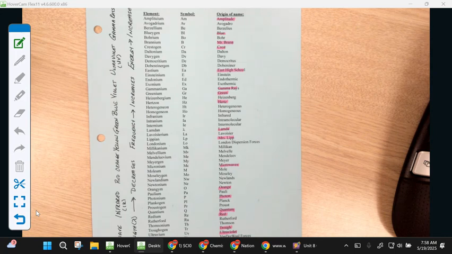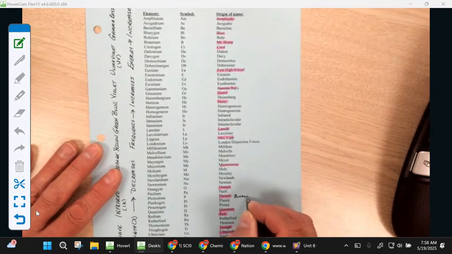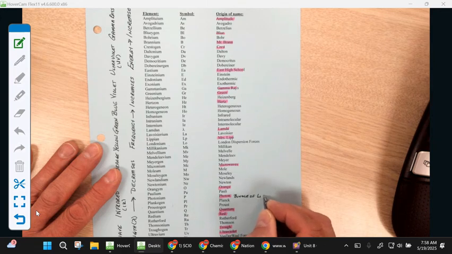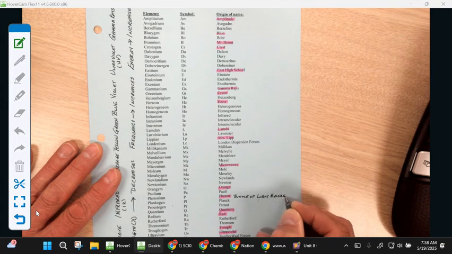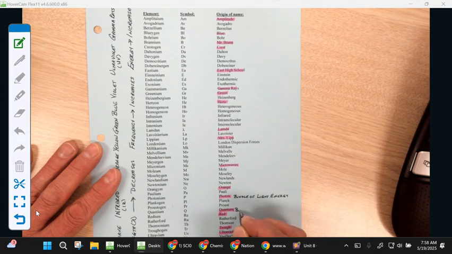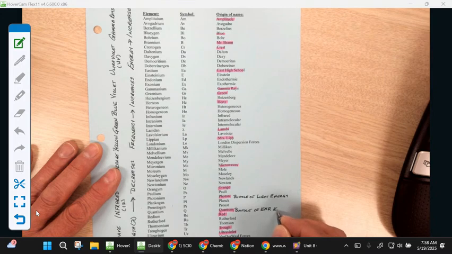Photon, for those who weren't in class on Friday. A photon is a bundle of light energy. A bundle of light energy. And a quantum is a bundle of electromagnetic radiation energy.